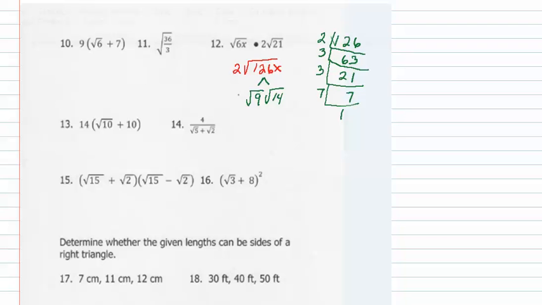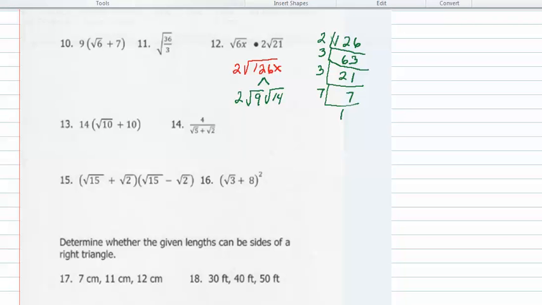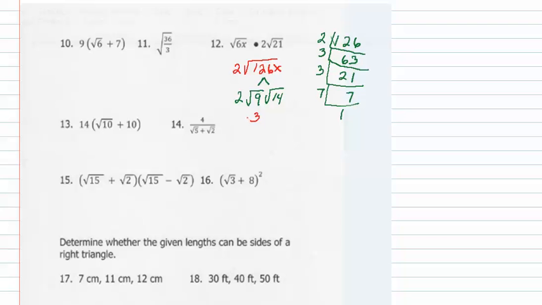Okay, so now I keep the 2. What is the square root of 9? The square root of 9 is 3. I'm going to multiply it with 2. I'm going to keep the radical 14. So 3 times 2 is 6, radical 14.